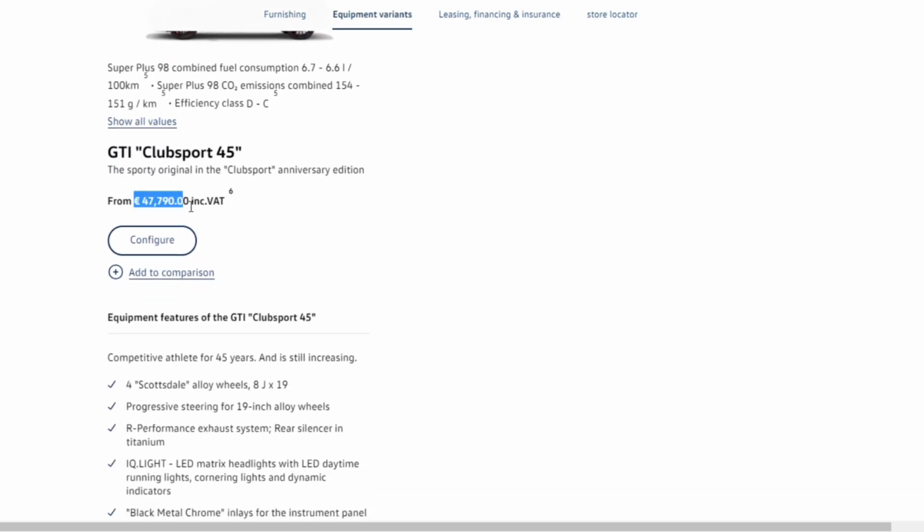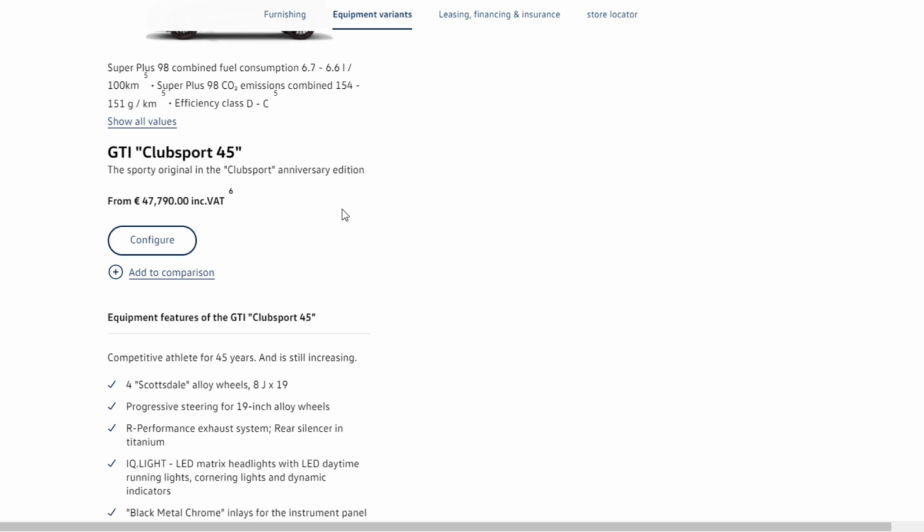47,700 euros including VAT in Germany. Now I did this before with the Golf R, trying to calculate how much it's going to cost in the UK, and this comes to about £41,500 in the UK. I think it will. I reckon it would probably dip below the £40,000 mark.